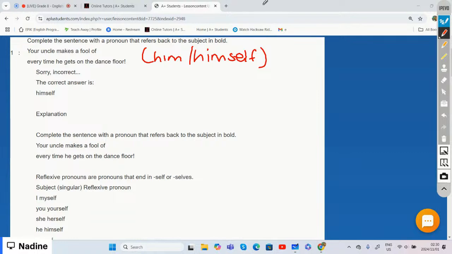All right. So if we were to choose the correct option, we will say that your uncle makes a fool of himself. Because remember, we said that our reflexive pronoun needs to refer back to our subject. So your uncle is a he. The subject is he, so we would say that he makes a fool of himself every time he gets on the dance floor.